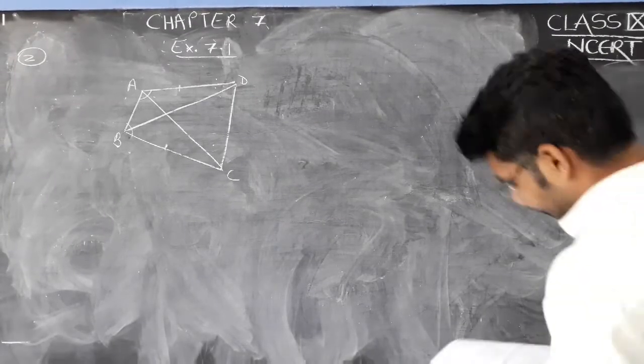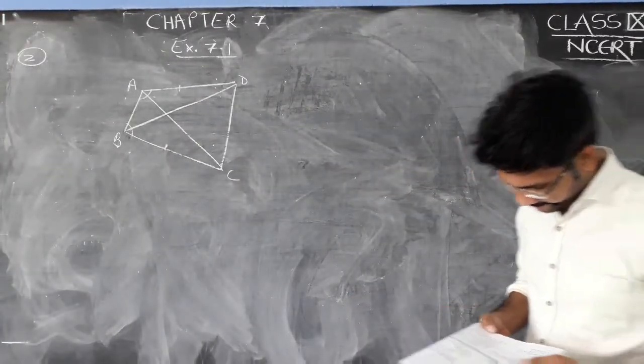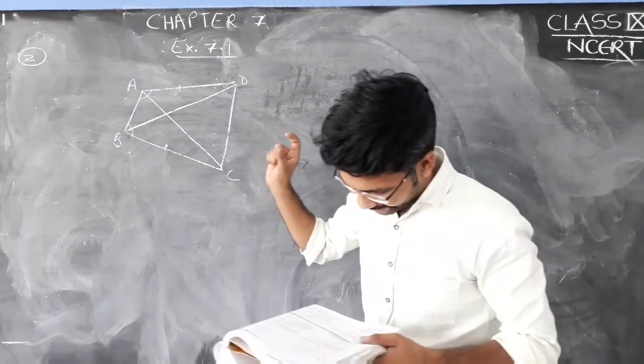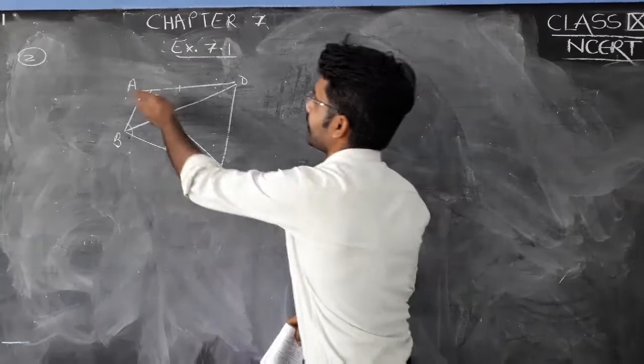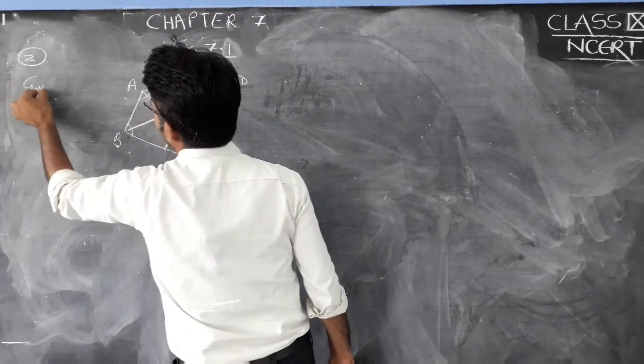Okay. Second question is: ABCD is a quadrilateral in which AD equals BC. We have a quadrilateral ABCD. They have given that AD equals BC. AD and BC both are equal. So first, write the given part.